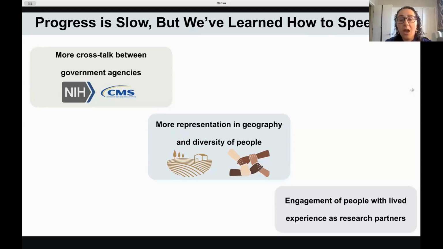And then another really important area that NIH was focusing on was increasing engagement of people with lived experience as research partners in research studies to make sure that the research that was being funded was important and relevant to people living with pain and to making sure that they were involved from the very onset and the beginning of the research process.